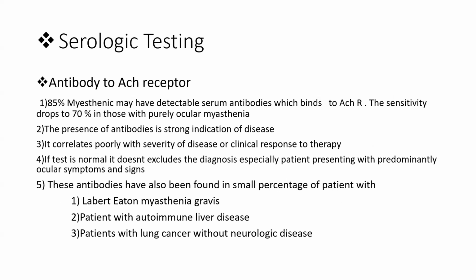Now about serological testing, antibody to acetylcholine receptor. 85% of myasthenic patients have detectable serum antibodies which bind to the acetylcholine receptor. The sensitivity drops to 70% in those with pure ocular myasthenia. Presence of antibodies is a strong indication of the disease. It correlates poorly with the severity of disease or clinical response to therapy. If the test is normal, it does not exclude the diagnosis, especially in patients presenting with predominantly ocular symptoms and signs.